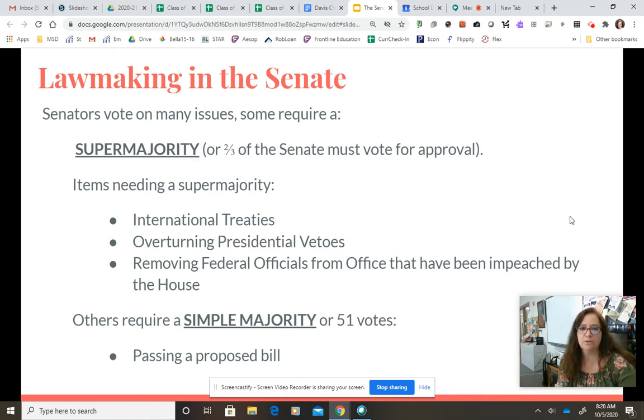2/3 are needed to override a presidential veto. So if a president vetoes a bill, the Senate and the House would need to come together, and 2/3 would have to vote to override that veto.